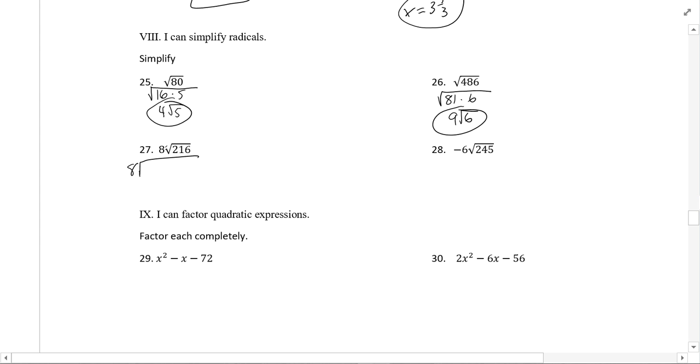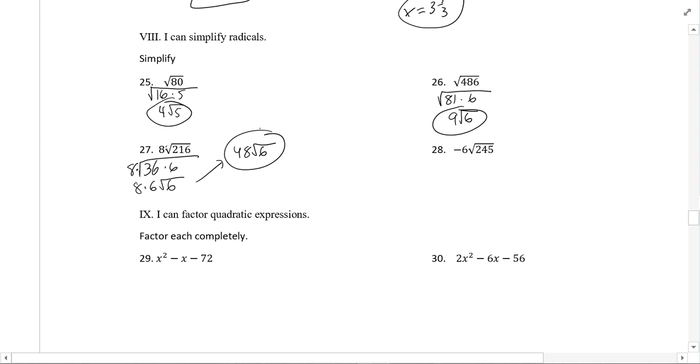So did you get it? 36 and 6, so 36 times 6 would give me 216. And so when I take the square root of 36, I'm going to take it out of the radical, but remember, there's that implied multiplication sign. So I get 8 times 6. I can't take the square root of this 6, so I leave it underneath the radical, and then I just need to simplify. So 8 times 6 is going to give me 48, and I can't do anything with the rad 6. So my final answer is 48 rad 6.